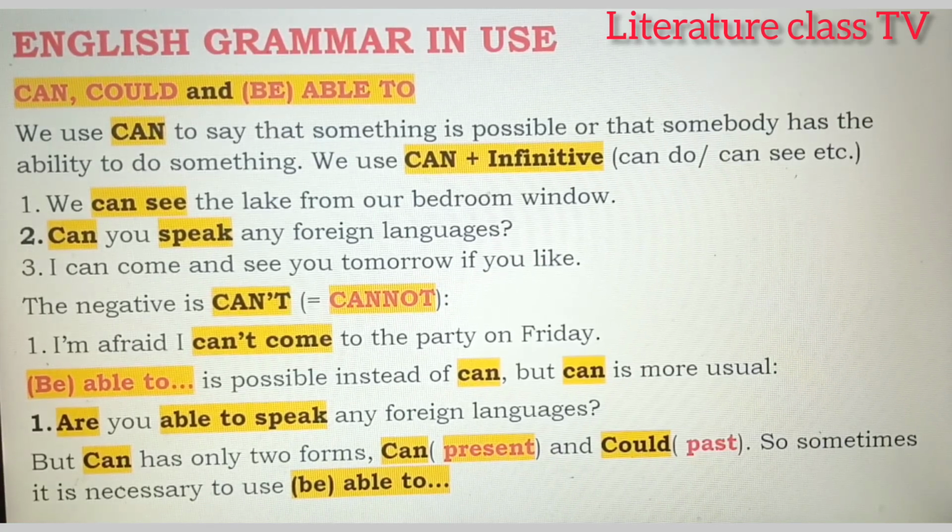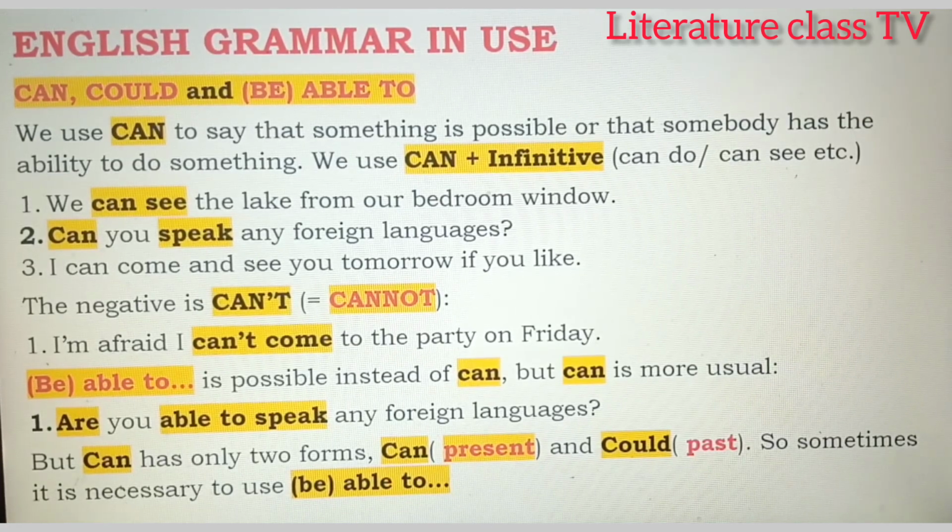The negative of can is can't or cannot. Here we have an example. I'm afraid I can't come to the party on Friday. I think that, my friend, you see the negative of can is can't.